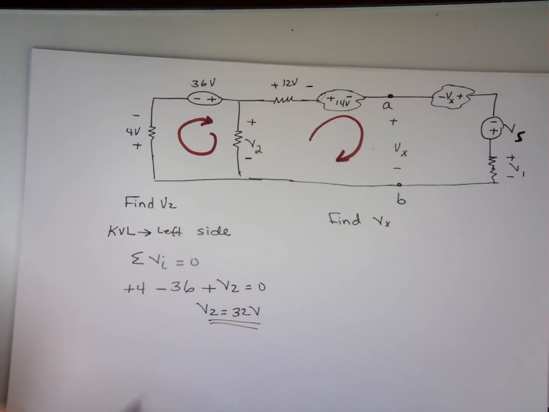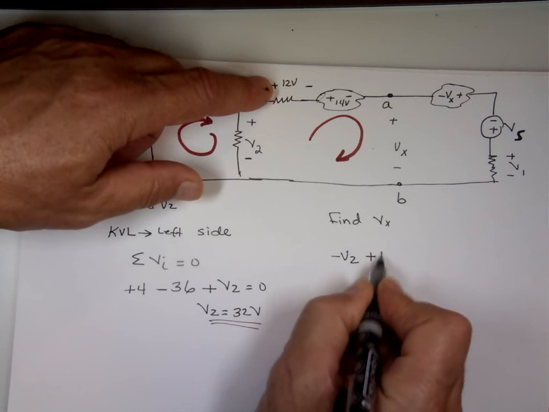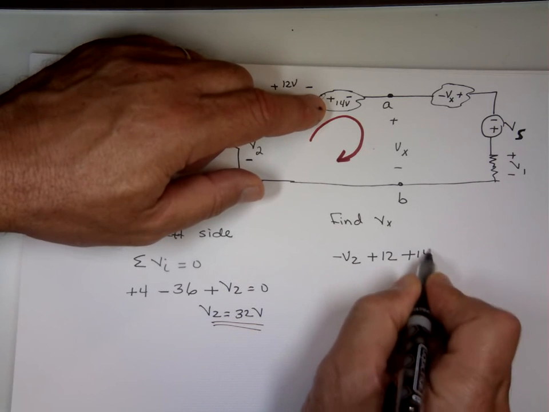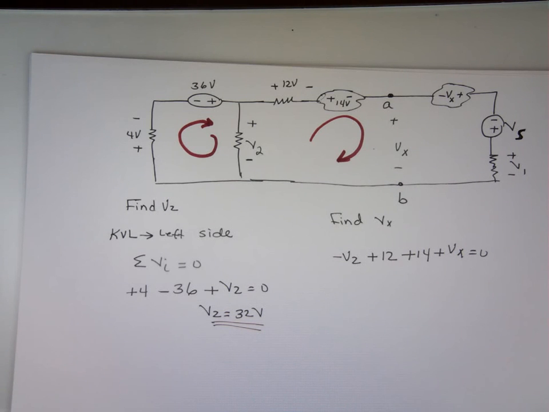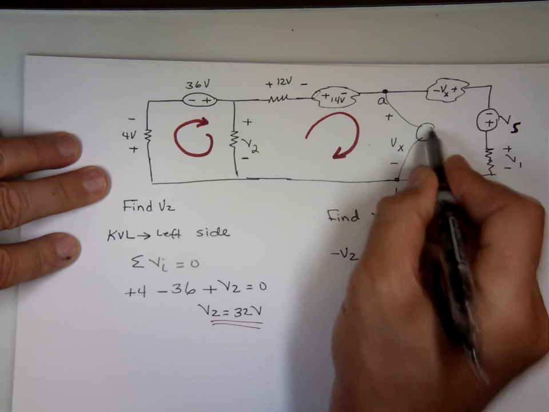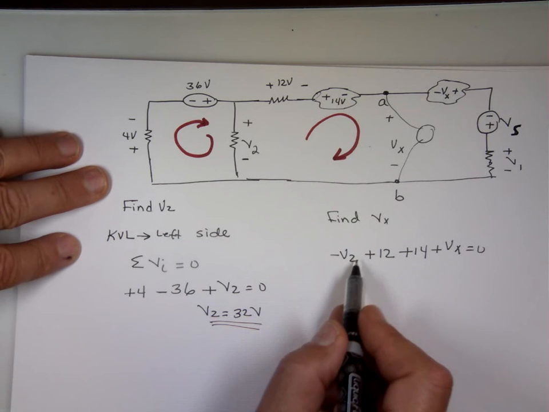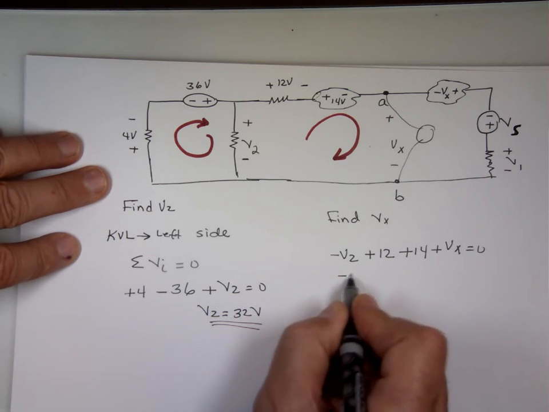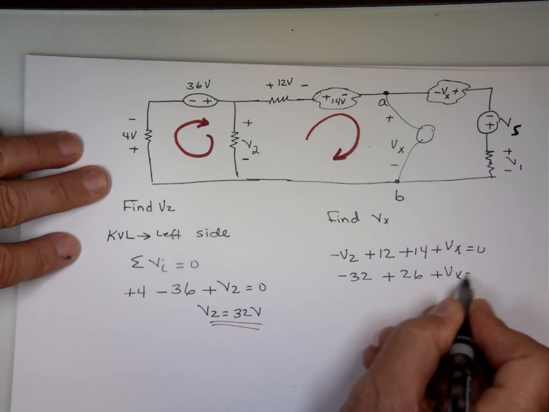So it's going to be negative V2 plus 12 plus 14 plus Vx should equal to 0, plus to minus. Everyone see that? So I'm taking a wire here, and attaching it to my device to see what that voltage is. So that's why this is a plus Vx. So do the math here. We know what V2 is, 32, so that's negative 32 plus, what is that, 26? Plus Vx is equal to 0. What's Vx equal to? 6 volts.